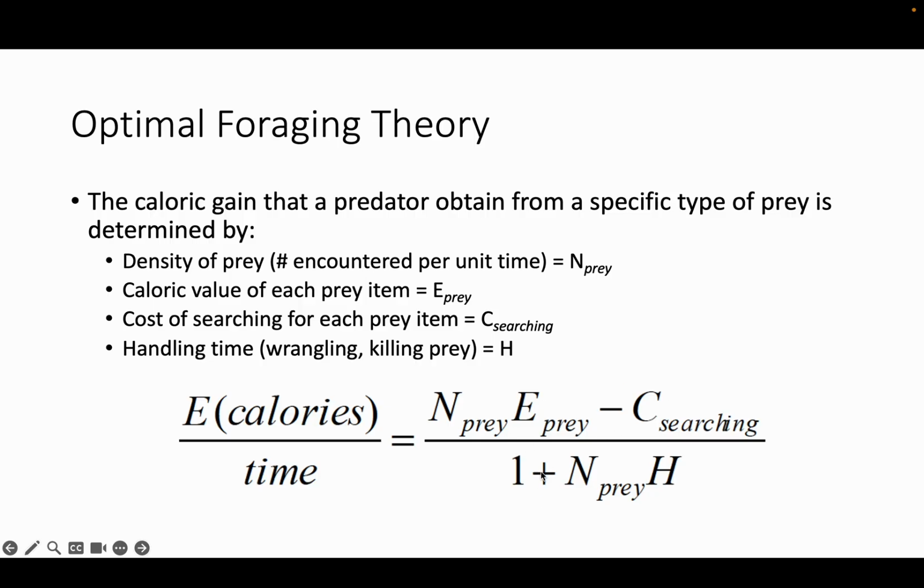All of this is divided by 1 plus N prey, which is again the density of prey per unit of time, times H. H is the handling time. Handling time means that once a predator has caught their prey item, how long is it going to take to kill and wrangle the prey? So if you know all of the numbers for these variables, you can actually find the calories that a prey item can offer its predator after we have taken into account finding the prey item and handling the prey item.